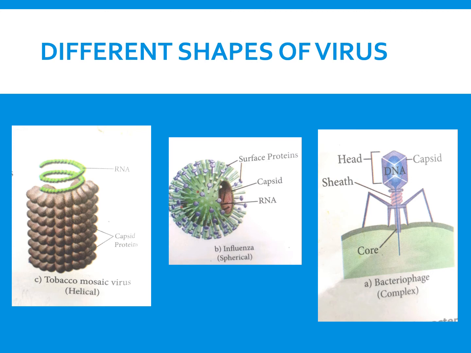So here, understand the genetic material is either DNA or RNA, but never both. Tobacco mosaic virus genetic material is RNA, influenza virus is RNA, whereas bacteriophage is DNA. I hope you understand.